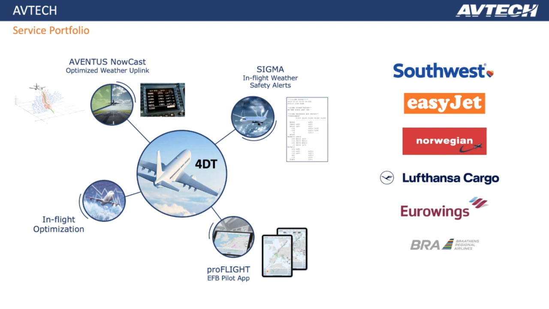So based on this trajectory, we're able to provide a number of services, making flights safer and more efficient. The Aventus Nowcast service is based on generating an optimized weather uplink to the flight computer, which really makes the flight computer calculation more efficient, providing better decision support and ETAs for the flight crew. Sigma service, where we take the four-dimensional trajectory and provide turbulence warnings and severe weather warnings along the flight trajectory. And we have the ProFlight EFB app supporting professional pilots with a complete weather briefing and in-flight optimization package available on the ground or in the cockpit. Current users of our services are major airlines operating a number of aircraft types, both short and long haul. And today's webinar will focus on our new in-flight cruise optimizer service.